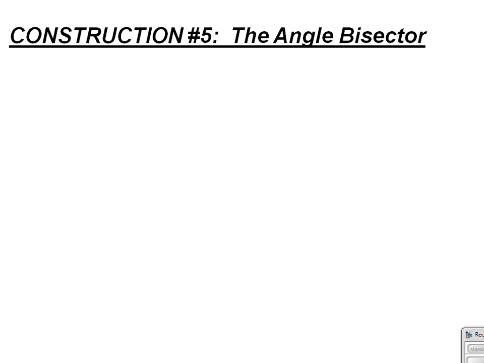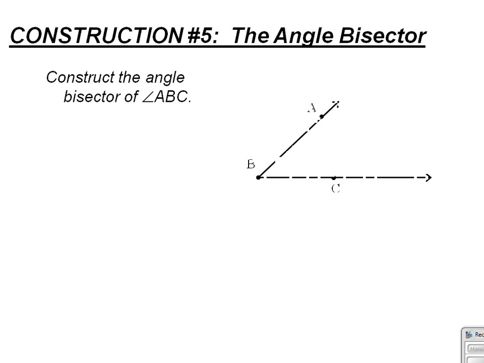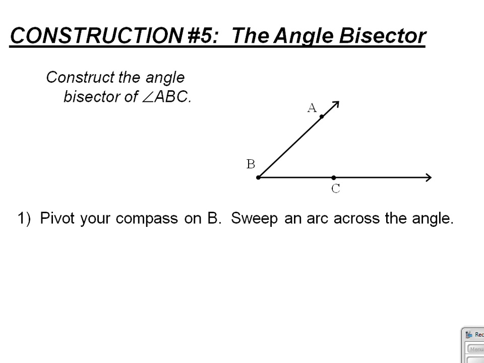Now, today's construction number 5 is on the angle bisector. The premise of this construction is that you're given an angle, say angle ABC, and you're asked to construct the angle bisector. Here's the procedure. Start by pivoting your compass on the vertex of the angle, in this case point B. Sweep an arc across the entire angle, and the goal of this procedure is to get points of intersection on the edges of the angle, as you can see there, close to the points A and C.